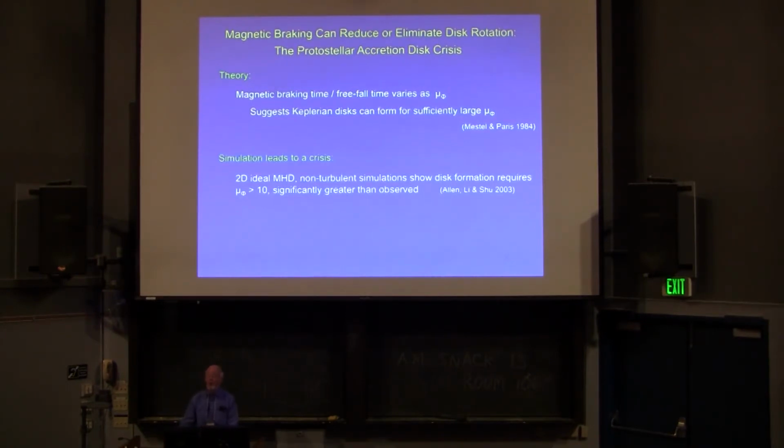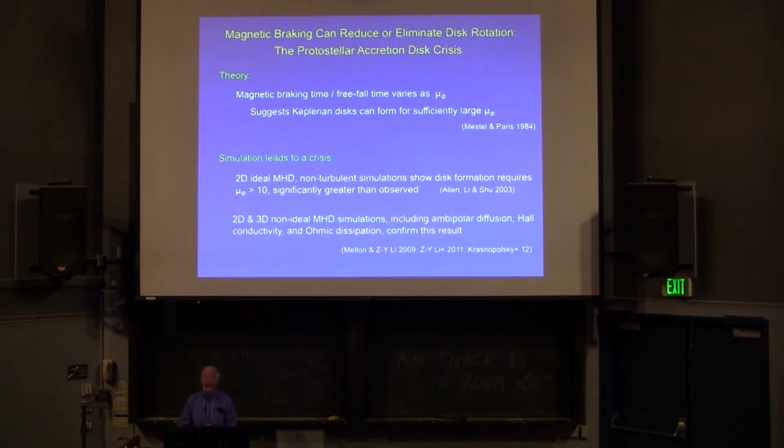So the simulations, however, led to a crisis. I think the first example of this was in a paper by Tony Allen, Zhi-Yun Li, and Frank Shu. They were doing a 2D non-turbulent ideal MHD simulation. And they found that in order to get a disk, they needed a mass to flux ratio of more than 10. Whereas, as we've seen, the observations suggest it's more like 2.